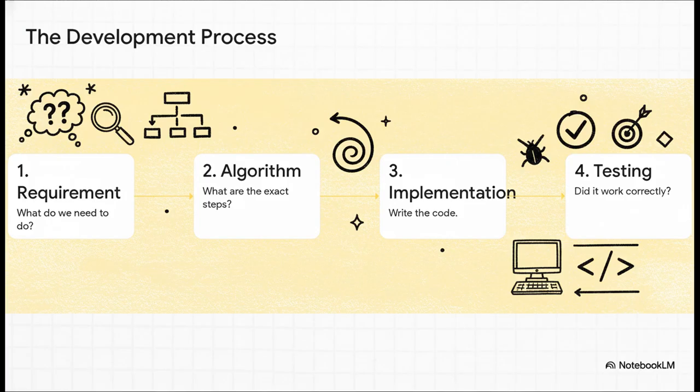Step 1 is the requirement. Basically, what's our goal? What do we want to accomplish? Step 2 is the algorithm. What are the exact step-by-step instructions to get there? Step 3 is implementation. This is where we translate those steps into code. And finally, step 4 is testing. We run our code and check if it actually did what we wanted it to.